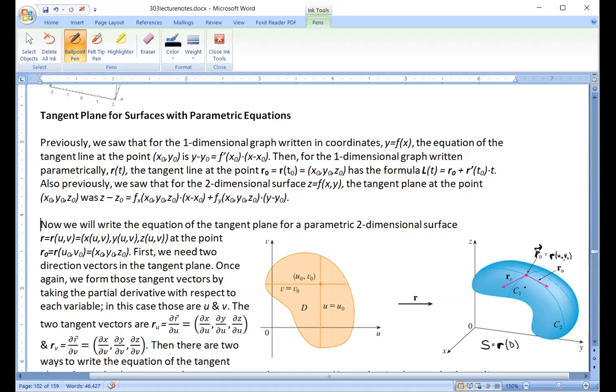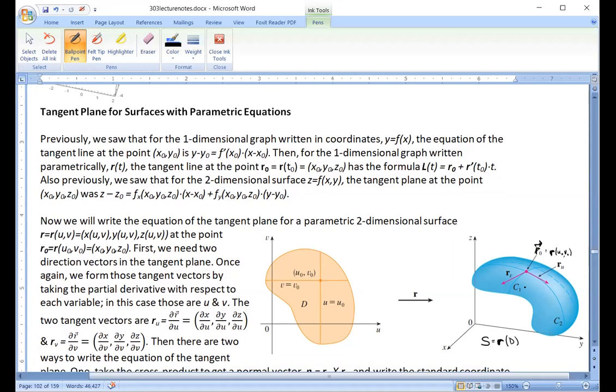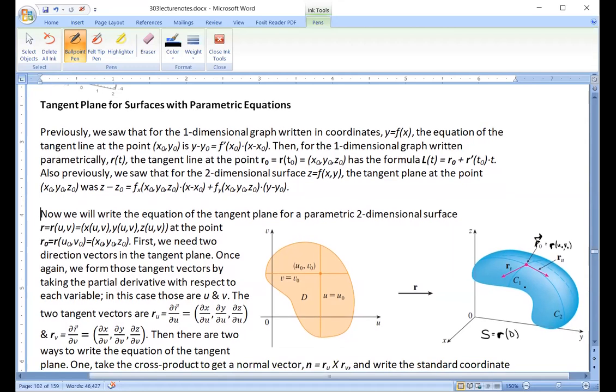Okay, so when we take our dRdu and dRdv, we get those two tangent vectors. Now, once you've got two tangent vectors, which are in your tangent plane, in order to make the equation of the tangent plane, we mentioned previously that there are two different ways to do this. We only talked about the second one super briefly, but now we're going to talk about both of them in full.